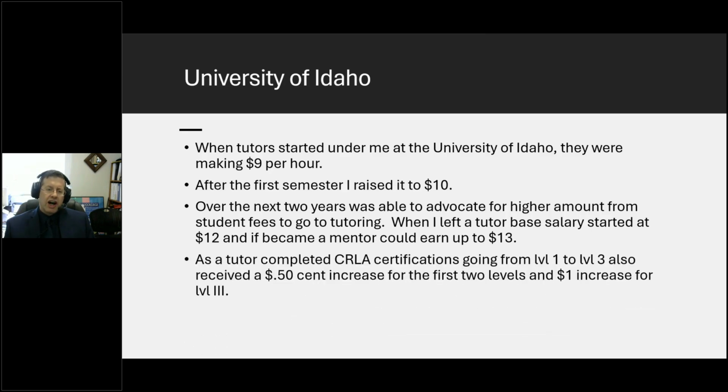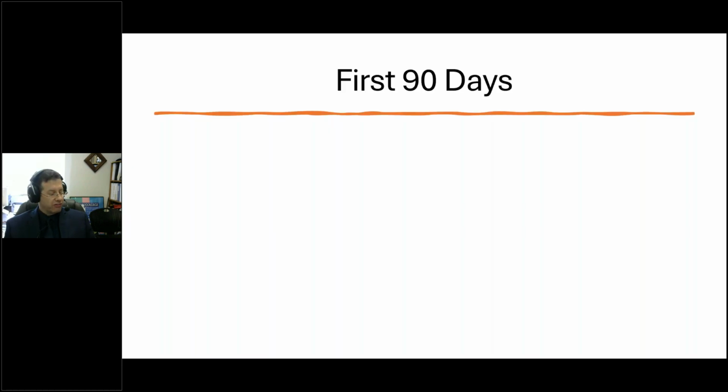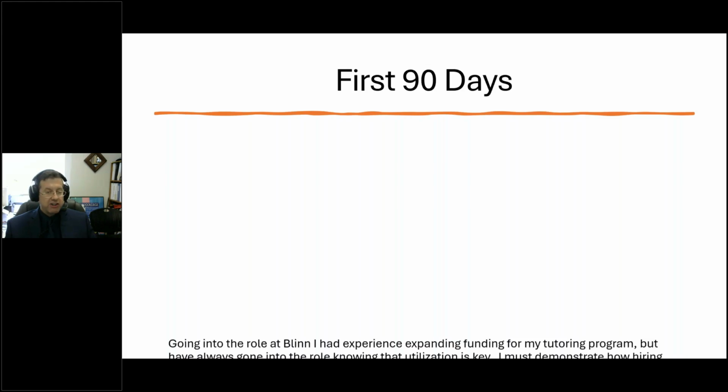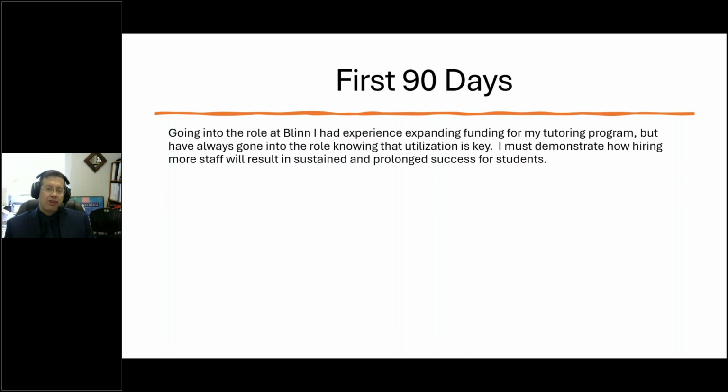And I also was able to use CRLA certifications for the tutor training program. So as tutors went through that, they also got merit increases. You get like a 50-cent increase during the first 2 levels, and a $1 increase if they made it to level 3. That way they're rewarded as they go through the training program, which I think is really critical for success.